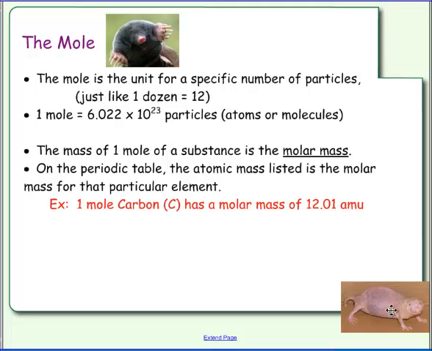This video will show you how to calculate using the concept of the mole. If you remember from class, the mole is our counting unit that we use in chemistry. It's just like the counting unit of a dozen. So in chemistry, a mole is equal to 6.022 times 10 to the 23rd atoms or particles or molecules, whatever it is that we're talking about.